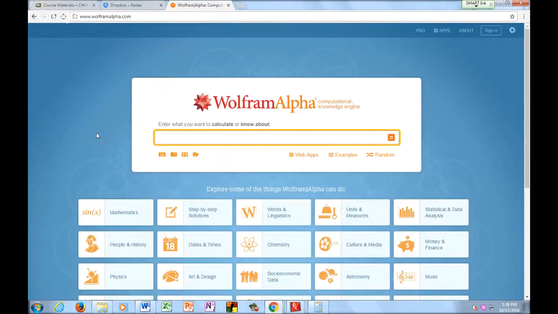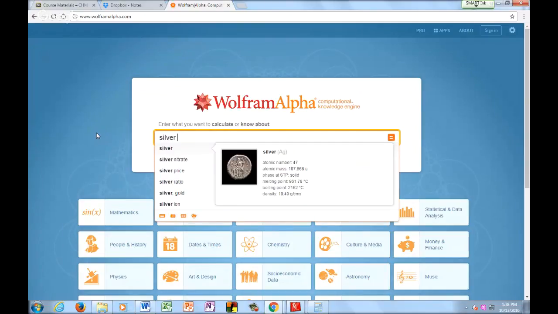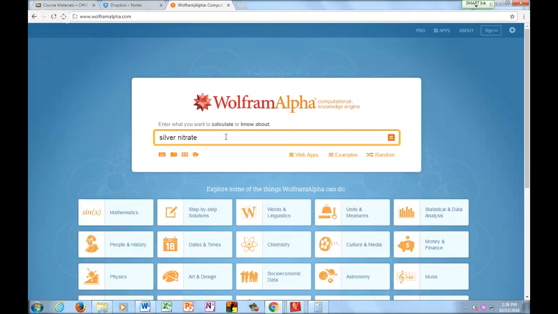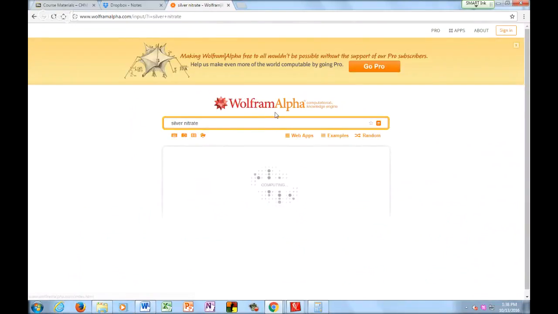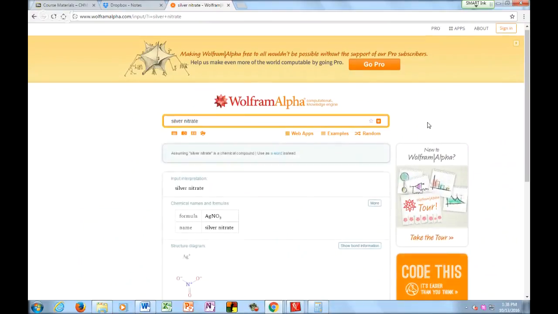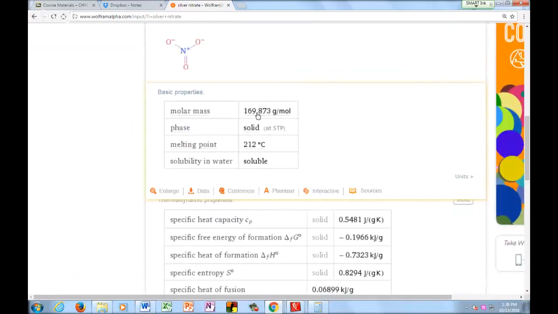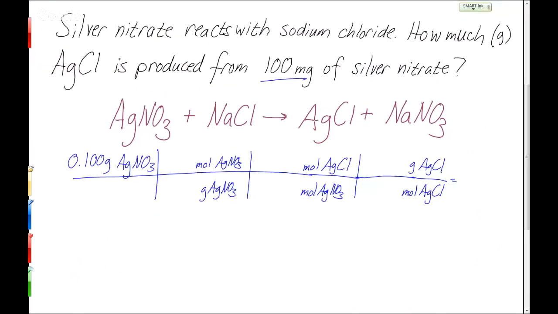If you just type in something like silver nitrate, it will just come right up. I didn't even have to hit enter yet, and I'll get the formula, the molar mass, some information about it, that kind of stuff. If you go like this, you can find all kinds of stuff about it. But there's our molar mass that we want. It's about 170.